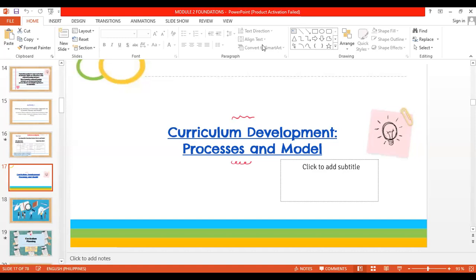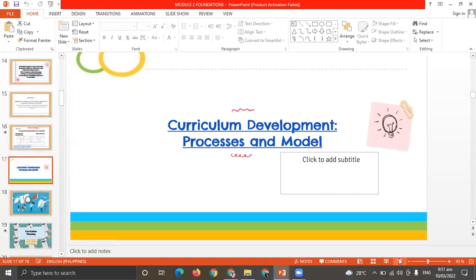Magtiwas na sa ito ang discussion. Pero before we continue sa mga foundations of curriculum development or foundations sa curriculum, let me first review the things that we have discussed last time. So of course, we have discussed about the curriculum development processes and model.